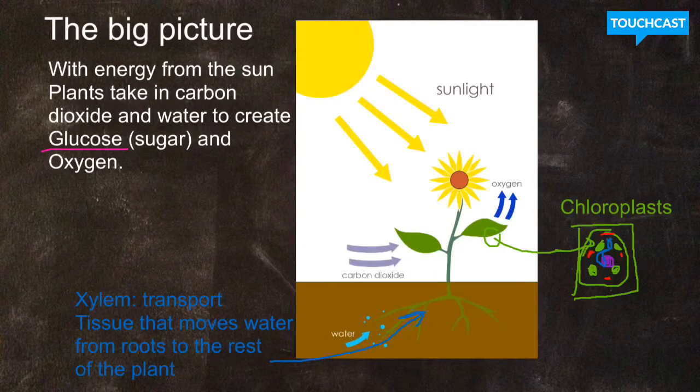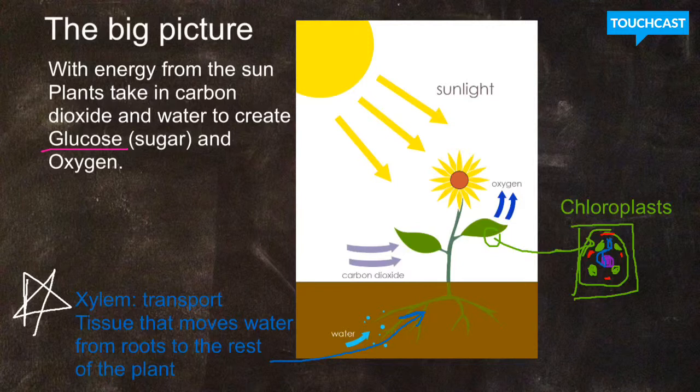Okay class, so the big picture of photosynthesis. With energy from the sun, the plant takes in carbon dioxide and water to create glucose, a sugar, and oxygen. So here in our picture, I want you to draw some kind of graph similar to what you see here. Draw the sun with a little flower, and there's something special we need to include in your notes, xylem. Xylem is a type of plant cell tissue that moves water from roots to the rest of the plant so it can get to the leaves and everywhere it needs to go.